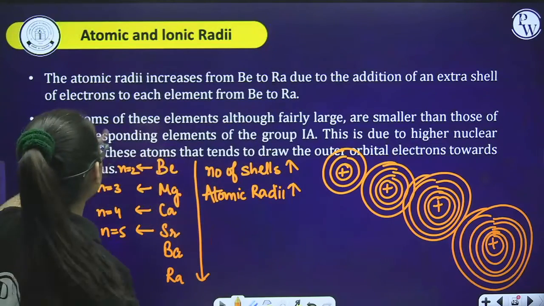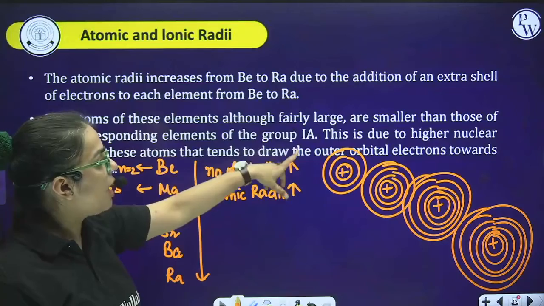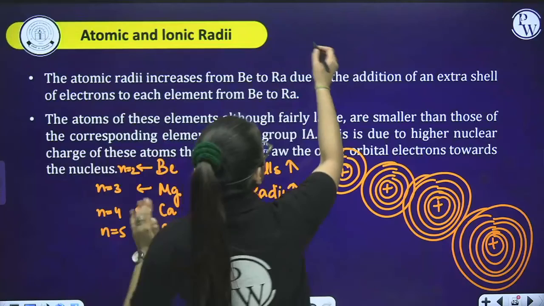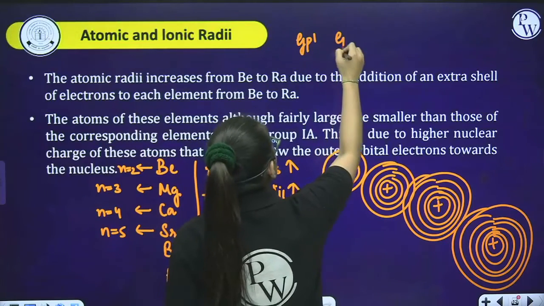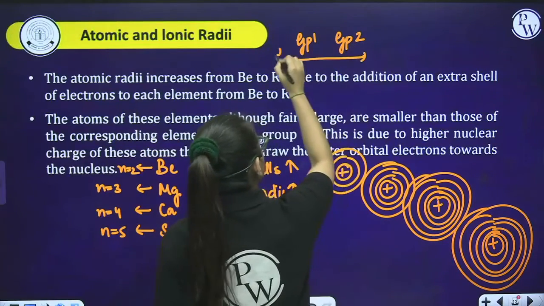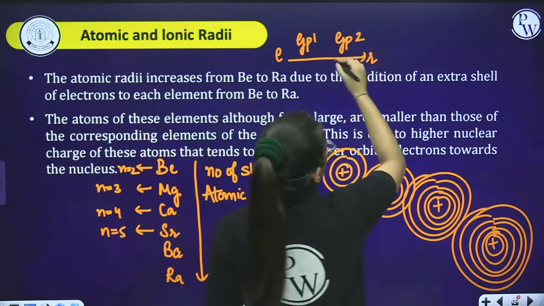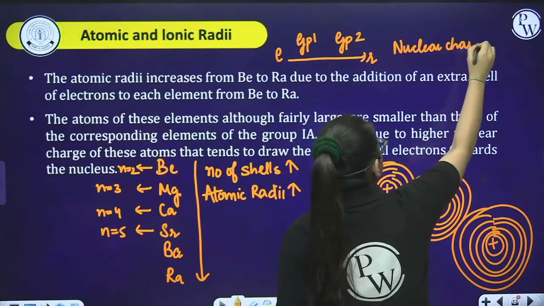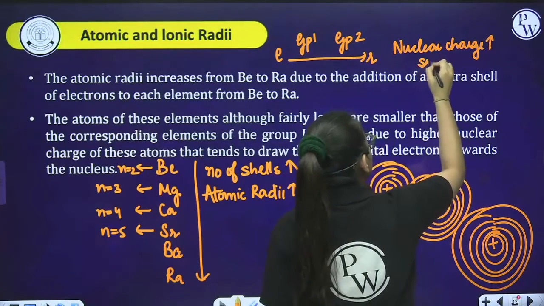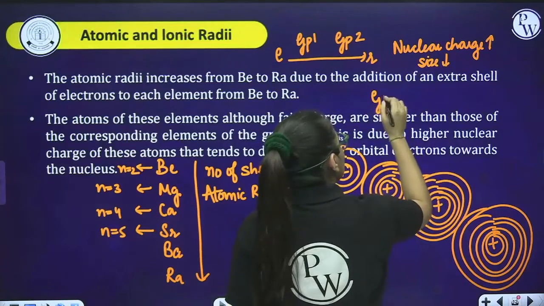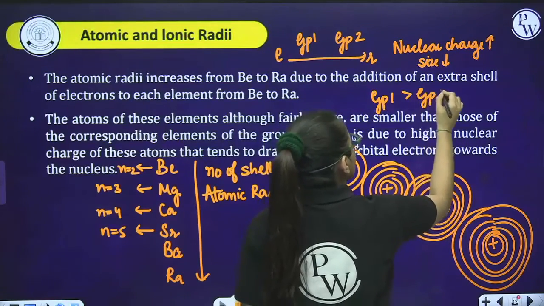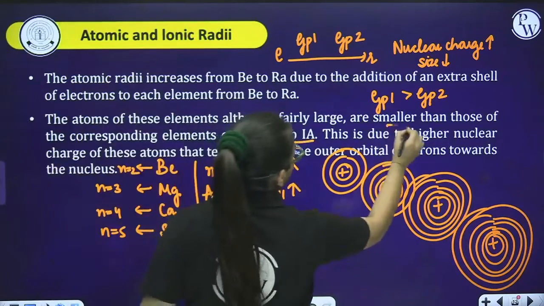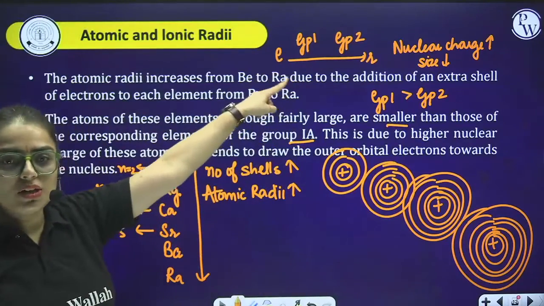Simple. Now, atoms of these elements, although fairly large, are smaller than those of the corresponding elements of group number 1. That means if I have to compare group number 1 and 2, we are moving from the left side to the right hand side in the periodic table. From left hand side to the right hand side, nuclear charge will increase. If nuclear charge increases, size will decrease. That means group number 1 will have greater size than group number 2 elements. So basically they are smaller than group number 1, because more the nuclear charge, lesser the size.